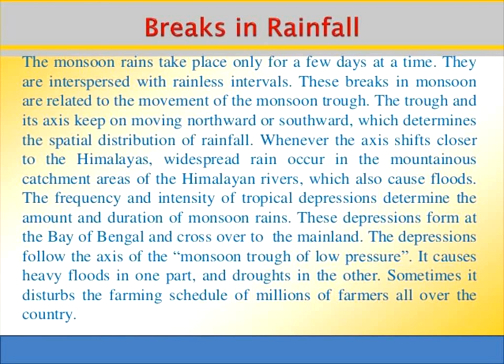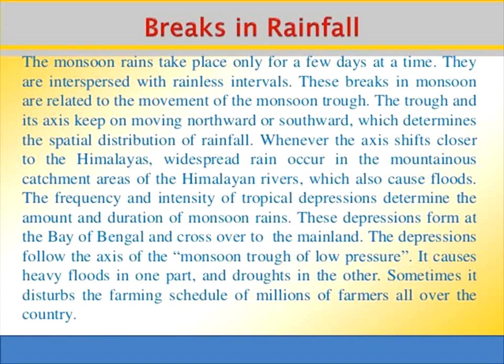The depression follows the axis of the monsoon trough of low pressure. It causes heavy floods in one part and drought in another part. If this monsoon trough is created and the depression is created in the Bay of Bengal, you can find that it causes heavy rainfall and heavy flood in one part of India and drought in the other region. That is the main thing.